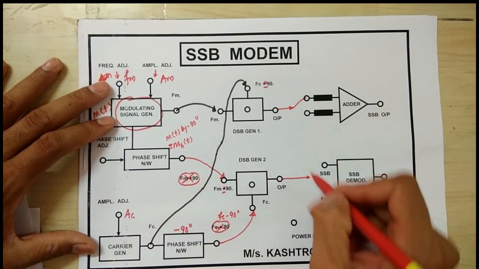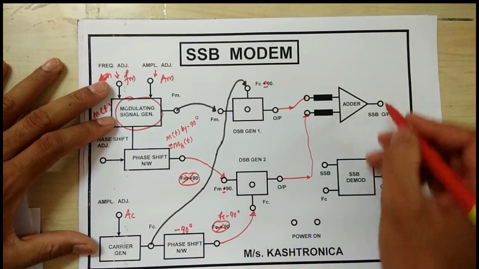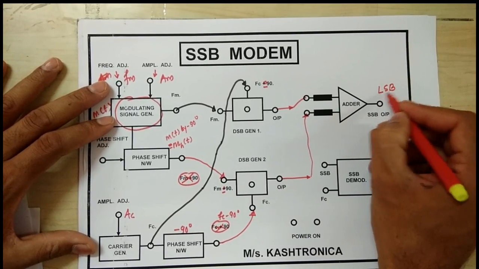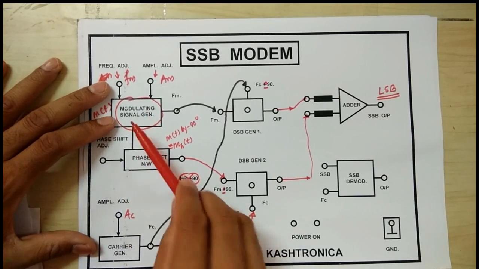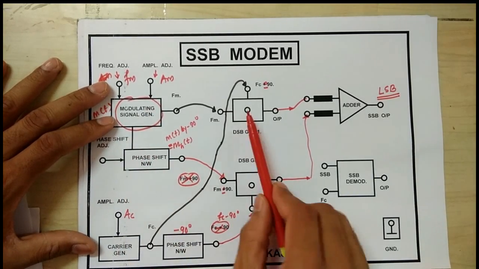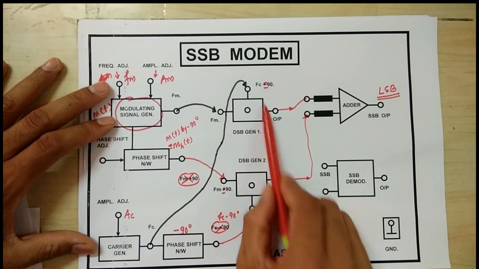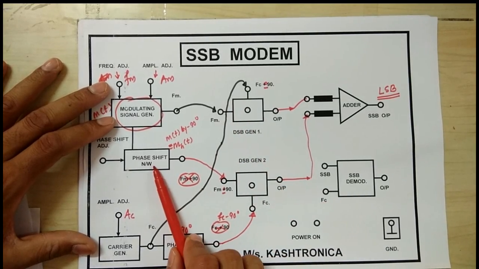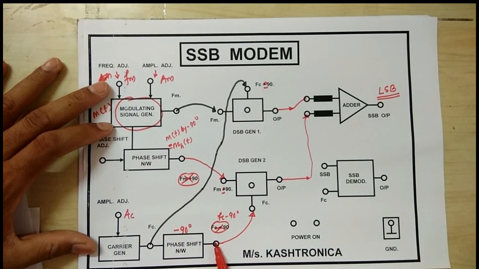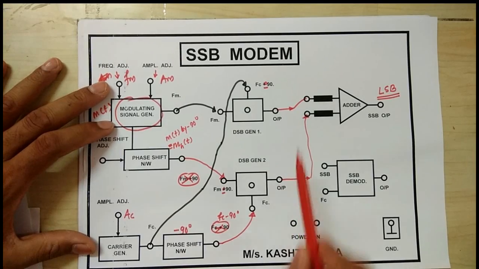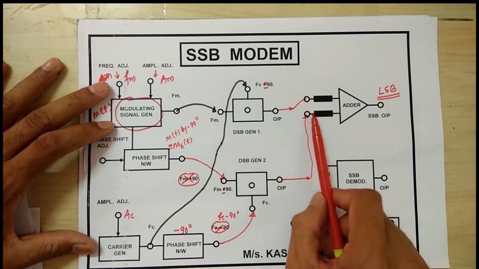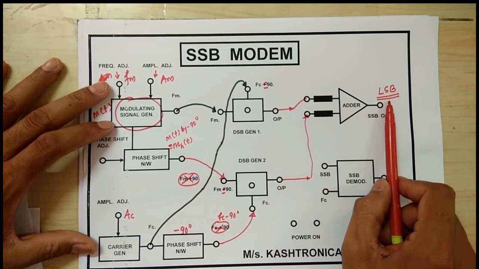We can add them. If you add them, you get what? LSB signal. So the unshifted message signal and unshifted carrier go to one modulator, and the minus 90 degree shifted message signal and minus 90 degree shifted carrier go to another DSBSC modulator. You get two DSBSC signals. When you add these two, you get LSB.